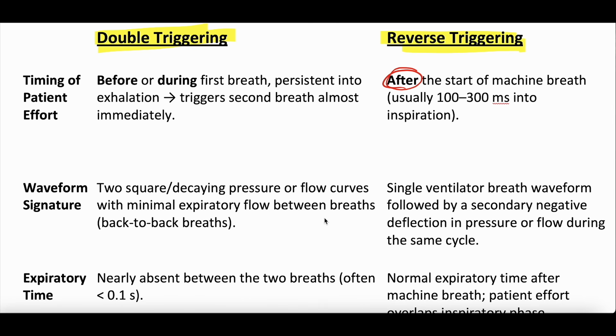The waveform signatures for double triggering are two square decaying curves without much expiratory flow between breaths. Again, we'll draw it out and talk more about it. Whereas reverse triggering is the single ventilator breath waveform followed by a secondary negative deflection, which I'll draw out for everybody. All right, what else?